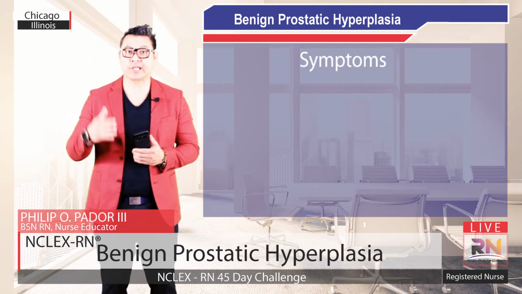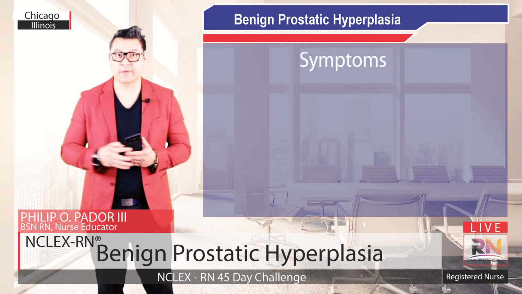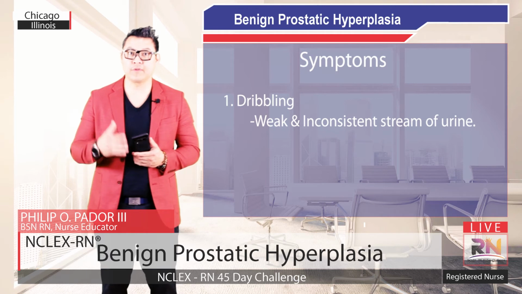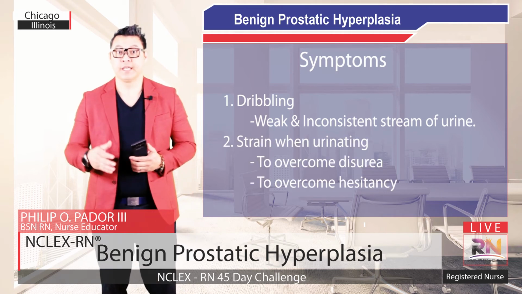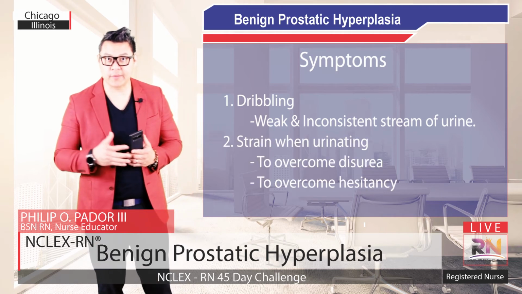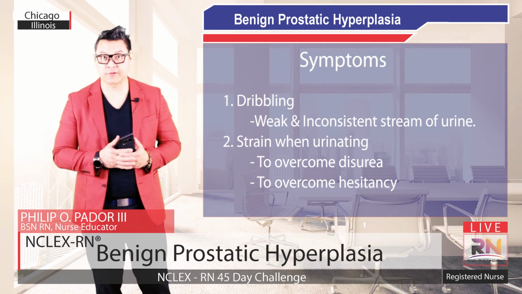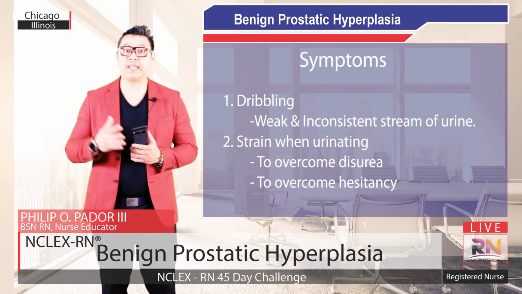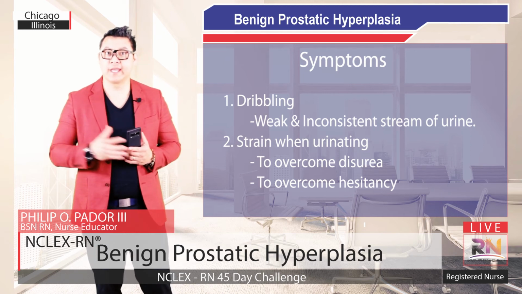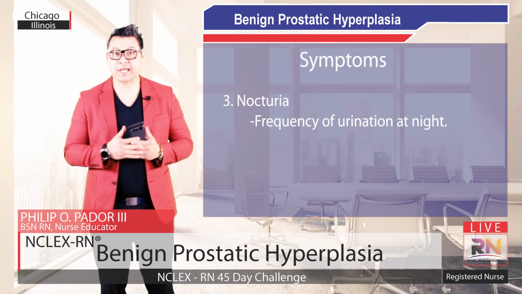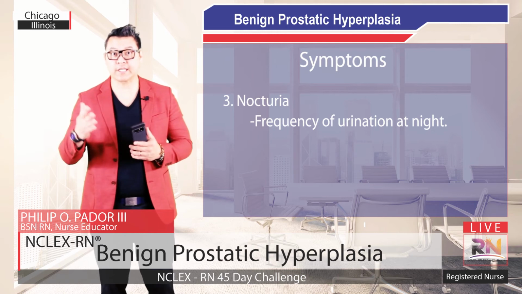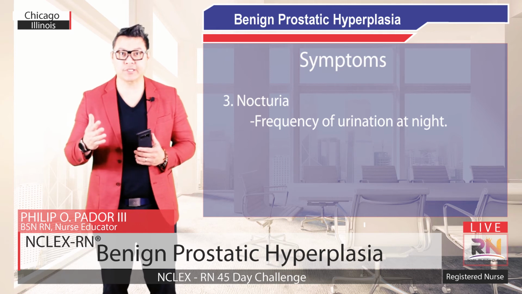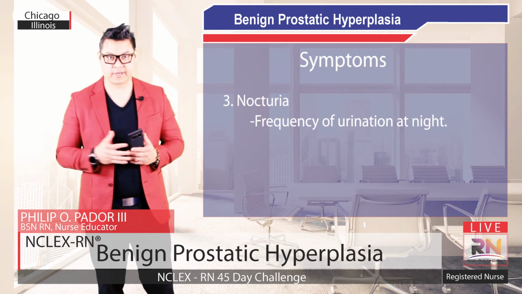Symptoms of BPH start when the prostatic urethra gets obstructed, and that can lead to a weak and inconsistent stream of urine called dribbling. The person might also have to strain when urinating to overcome the obstruction, pain during urination, called dysuria, and trouble initiating urination, called hesitancy. Urine builds up in the bladder and it causes a constant sense of incomplete bladder emptying, which increases the frequency of urination at night, called nocturia.